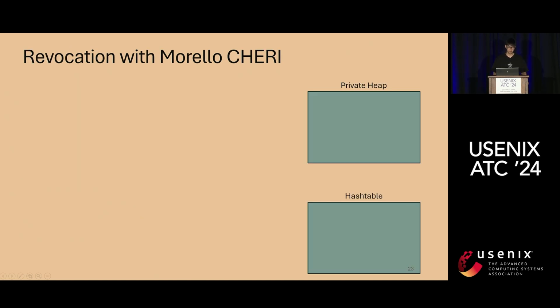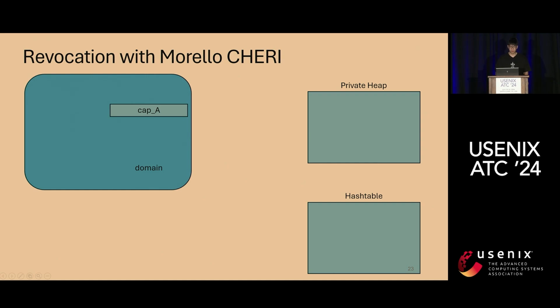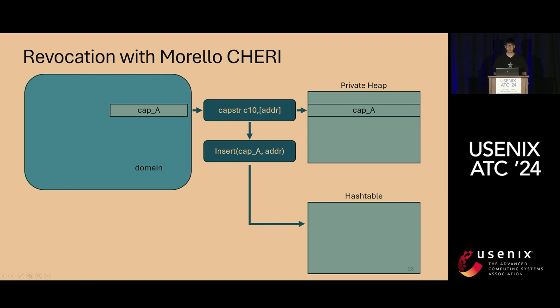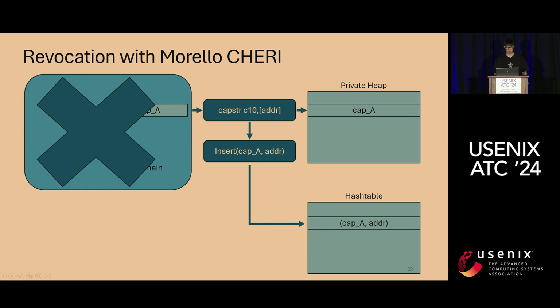To support revocation, we use a compiler rewrite to catch all the stored capabilities on the heap. Here, domain A wants to store a capability on its private heap. A hash table in the TCB will catch it and record the fact in the hash table. When the domain exits, all the stored capabilities on the heap will be erased according to the hash table.